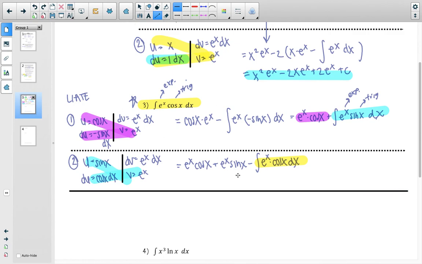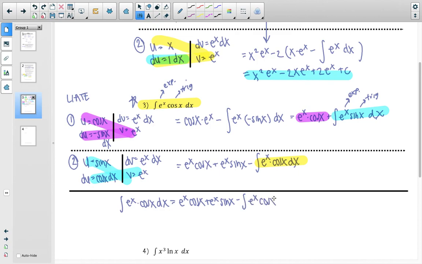Okay, so we have this. But what we have to think about, and I tried to make a hint of this in the last video, is that I had said at some point with an answer, this integral equals this answer. Well, this integral equals all of this. So what we really have right now, and this is why I put a star, is we have the integral of e to the x cosine of x dx equals all of this right here: e to the x cosine of x plus e to the x sine of x minus the integral of e to the x cosine of x dx.